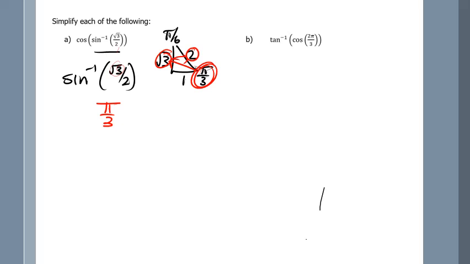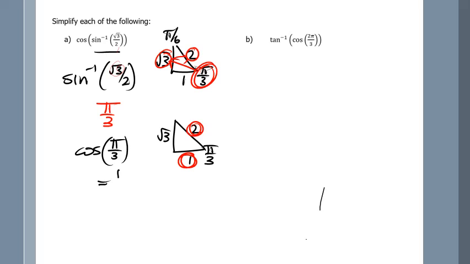From here, we need to evaluate cos of pi on 3, and we know from our special triangle, 1, 2, root 3, pi on 3, cos of pi on 3 is adjacent over hypotenuse, so cos of pi on 3 is going to be 1/2.